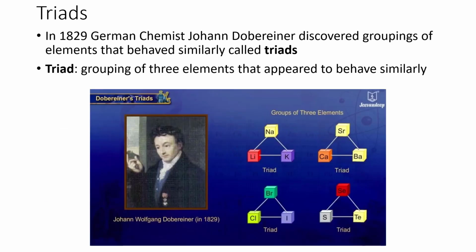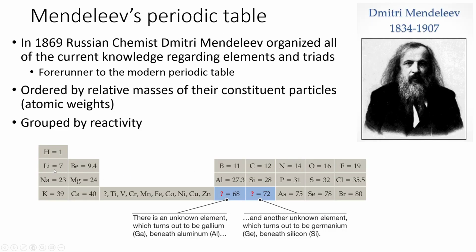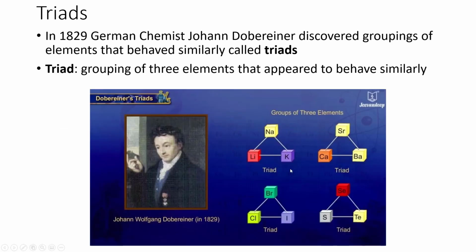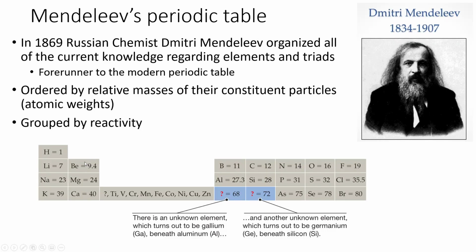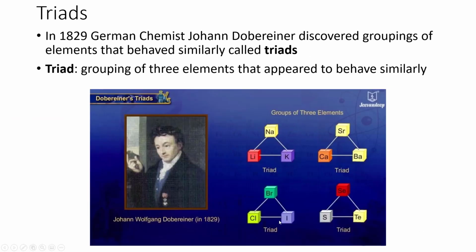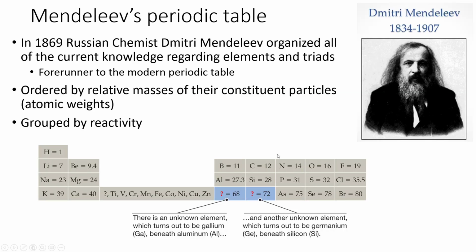So on the last slide, we saw that lithium, sodium, potassium were all grouped together, and we can see in Mendeleev's table here, lithium, sodium, and potassium are all grouped together. The same thing for beryllium, magnesium, and calcium. We have calcium, strontium, and barium. Okay, so he actually didn't have beryllium and magnesium on there. Sorry about that. But we can see fluorine, bromine, and chlorine are also in a triad. So he grouped these different elements together by their reactivity.